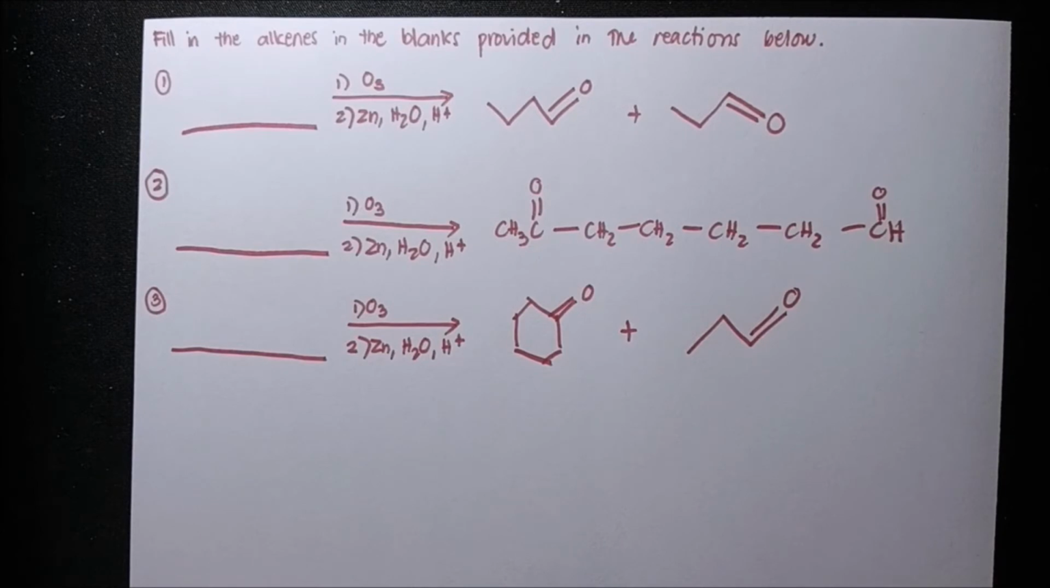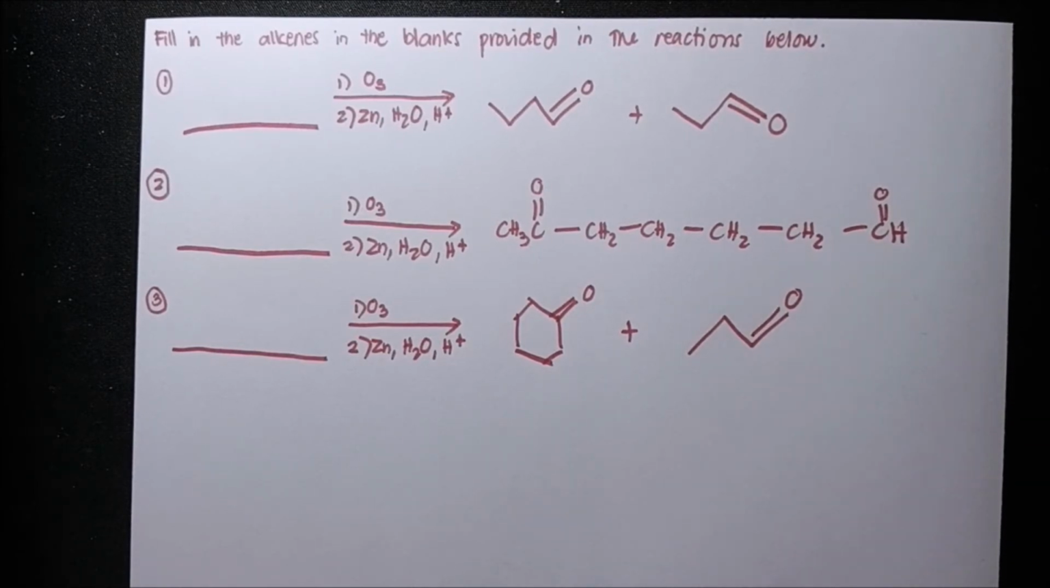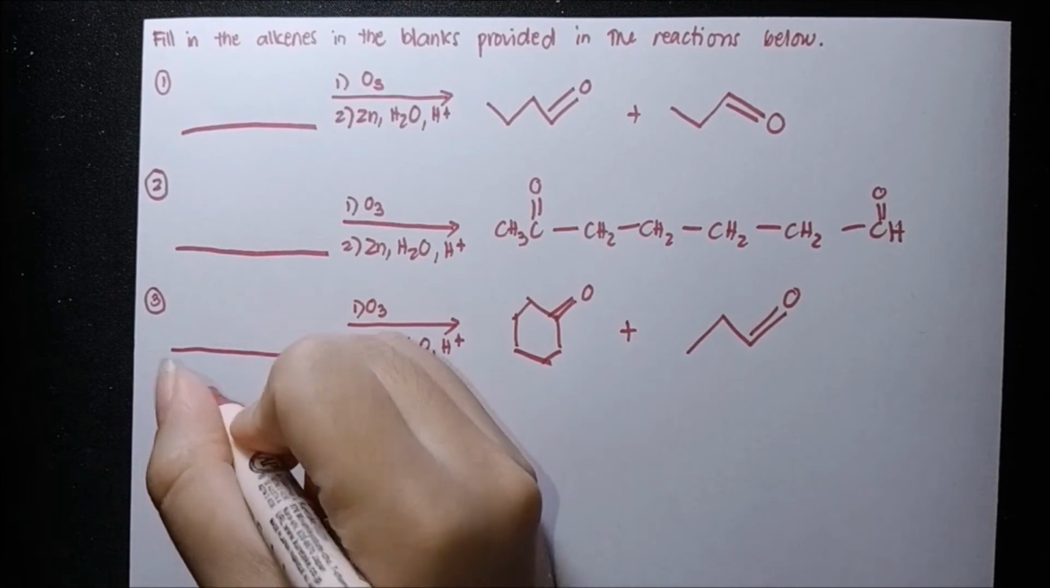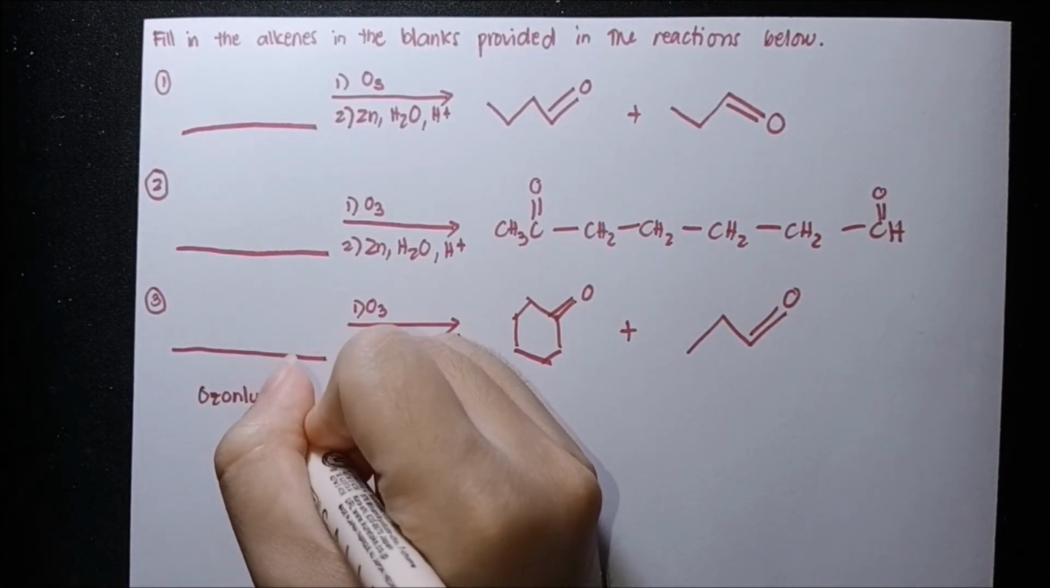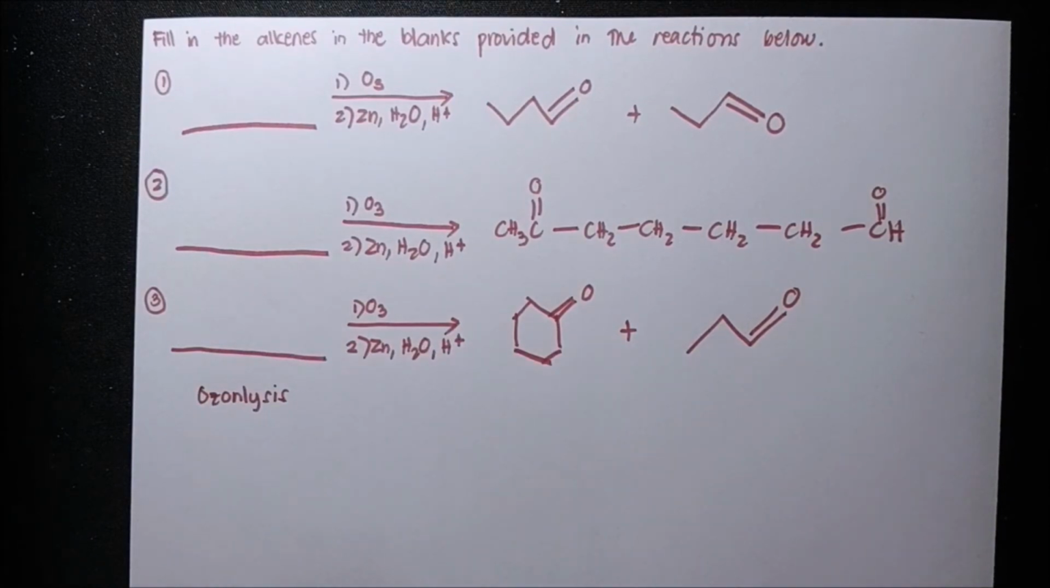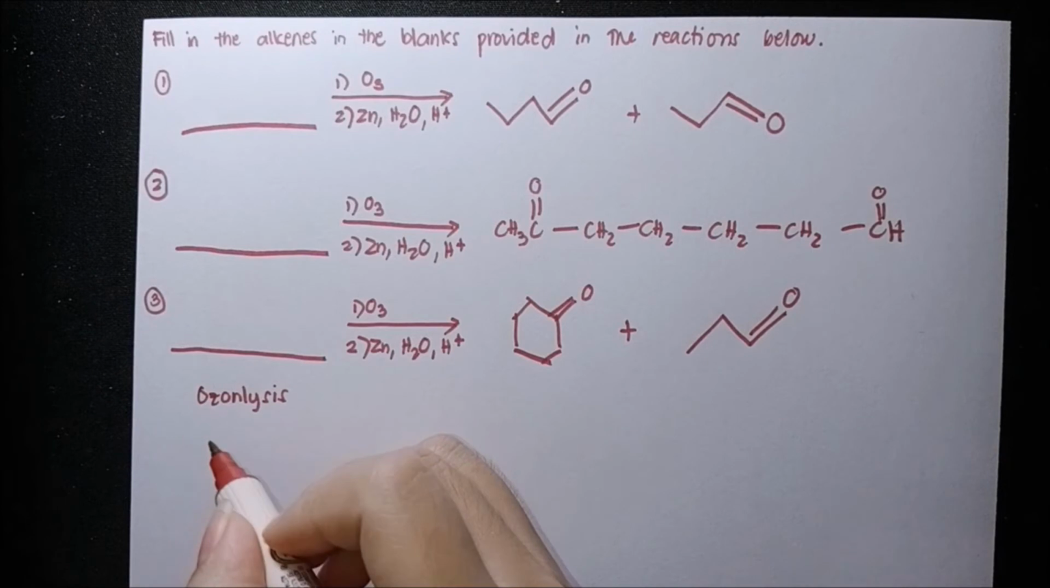Fill in the corresponding alkenes in the blanks in the reactions provided below. You may pause the video to answer them on your own. The following reactions are called ozonolysis. It is a vigorous oxidation reaction that effects a cleavage, or breaks the carbon-carbon double bond of the alkenes. And here is the general reaction.